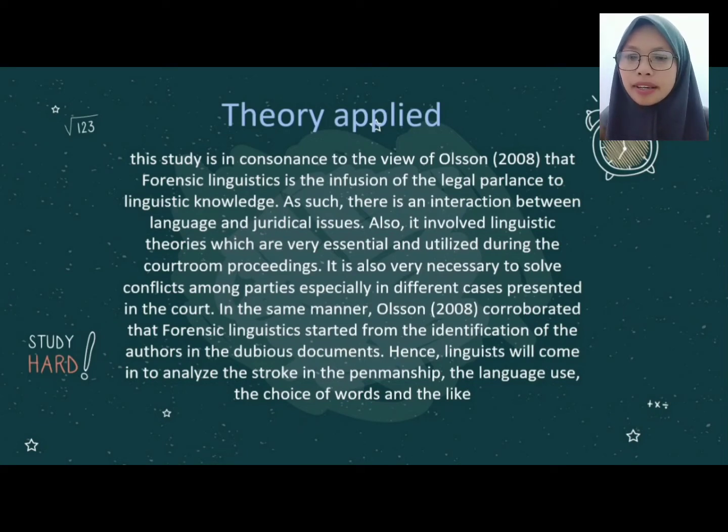In the same manner, Olson 2008 corroborated that forensic linguistics started from the identification of the authors in the dubious documents. Hence, linguistics will come in to analyze the stroke in the penmanship, the language used, the choice of words, and the like.